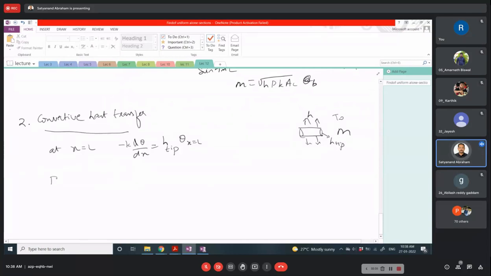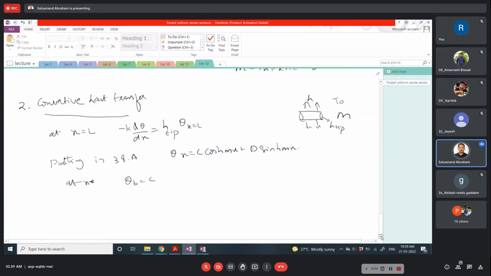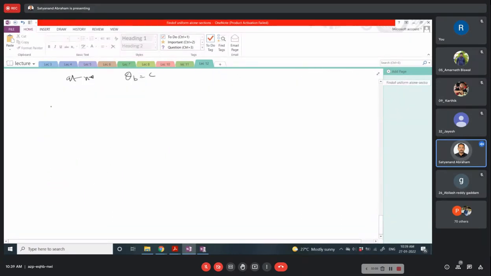So now here also we are using equation 34a. That means theta x is equal to c into cos h mx plus d into sin h mx. At x is equal to 0, we get theta b is equal to c. So that is constant. Now we are finding what is going to be at x is equal to L.